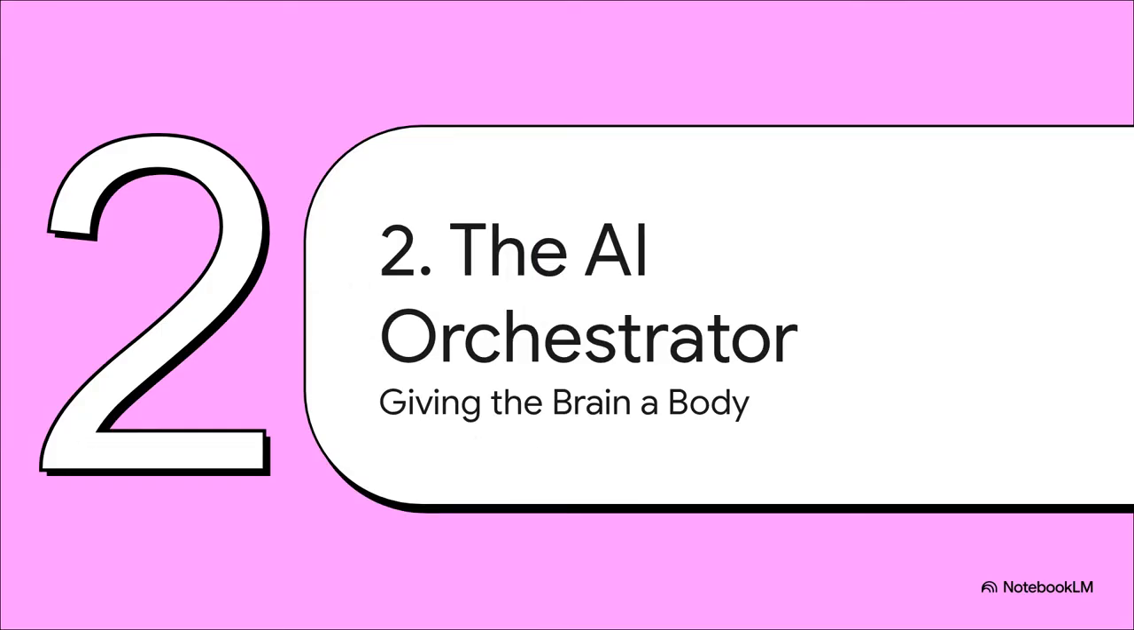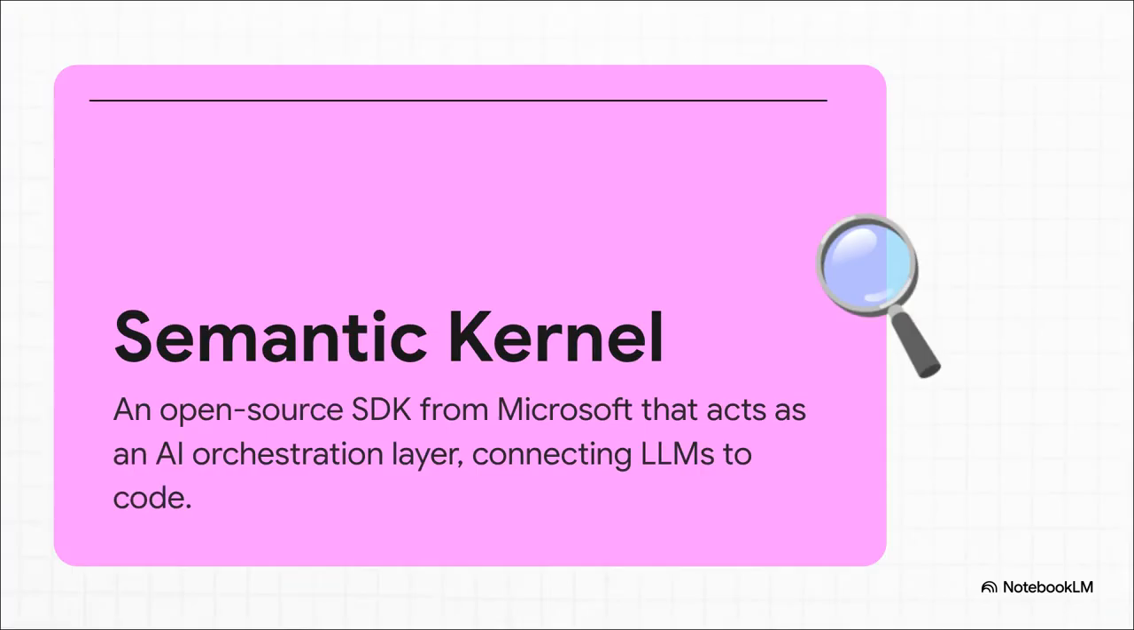So, how do we solve this? How do we give that brain in a vat a body to interact with the world? Well, that's where this idea of an AI orchestrator comes into play. And that orchestrator is Semantic Kernel. It's an open-source SDK from Microsoft, and you can think of it as the nervous system connecting that AI brain to the outside world.